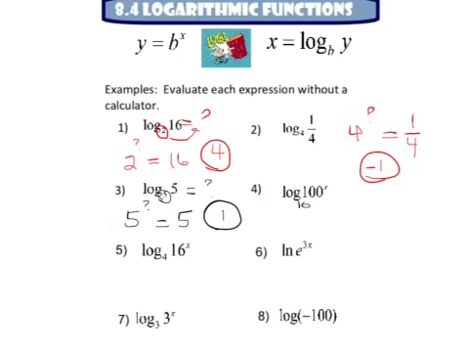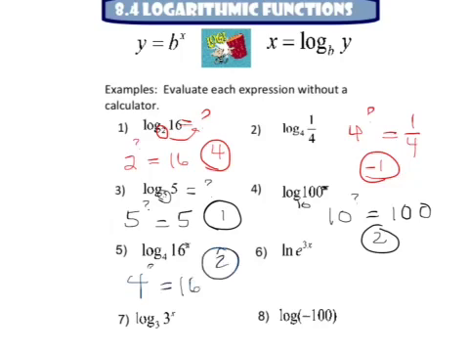Number 4, there is no base, so this is saying 10 to what power equals 100. There's a little typo there. 10 to what power equals 100, and we can think about it and come up with 2. The next one, a little typo again: 4 to what power equals 16? Well, it's got to be 2.